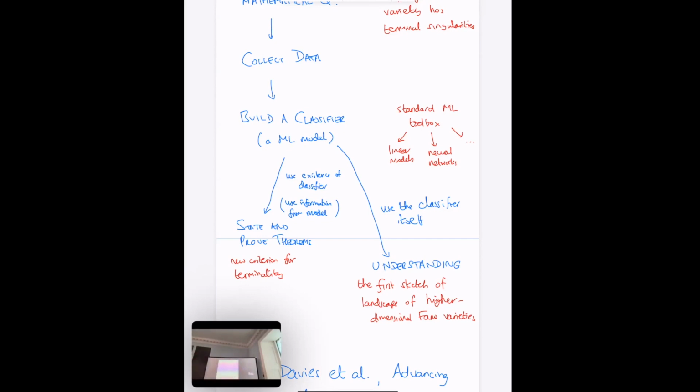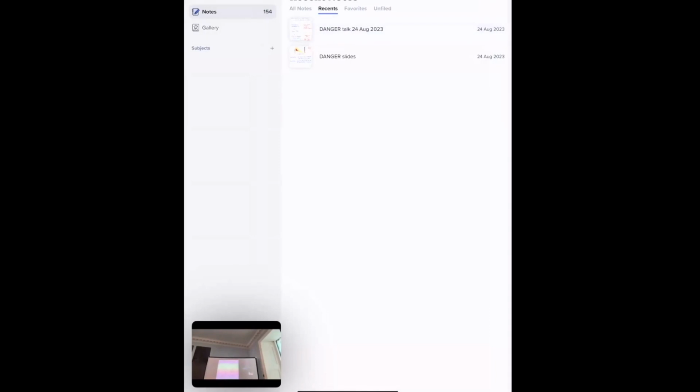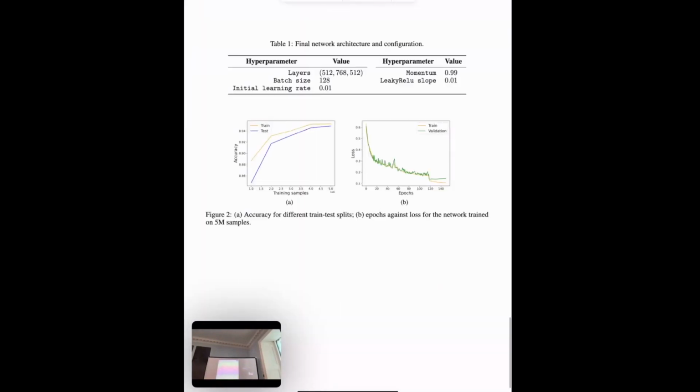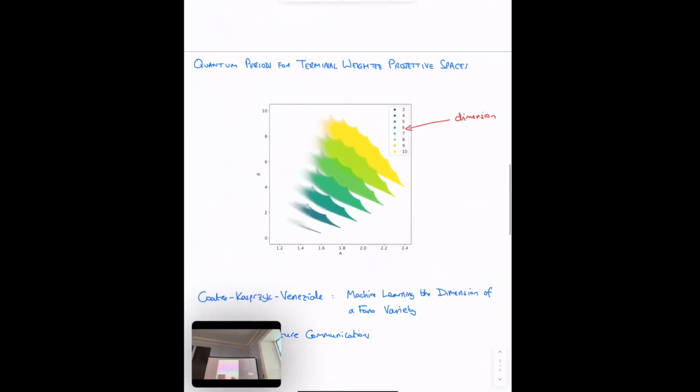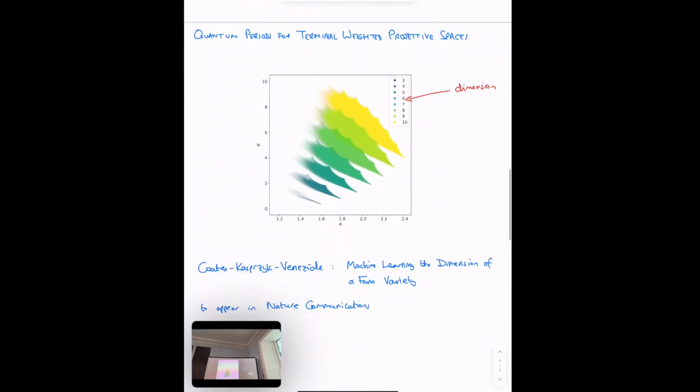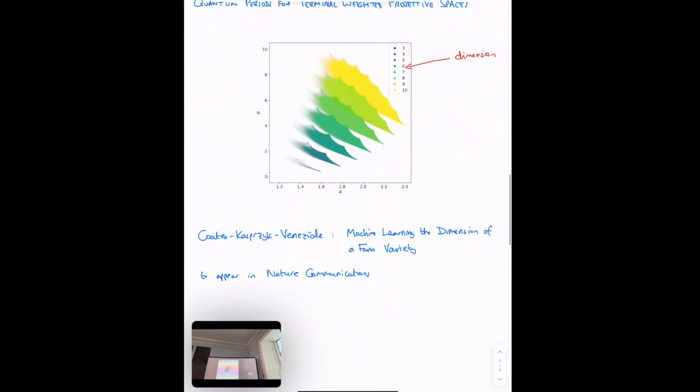So let me show you the distribution of Fano varieties, Q-Fano varieties of dimension 8. Sorry, I need to tell you a thing.